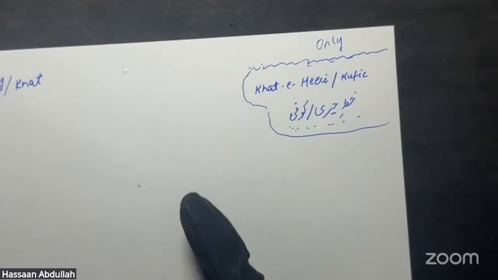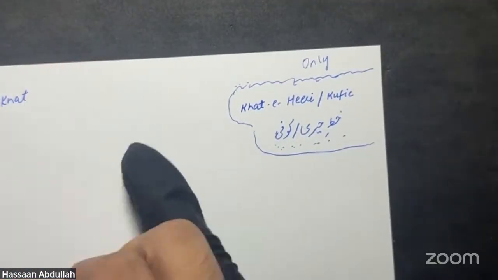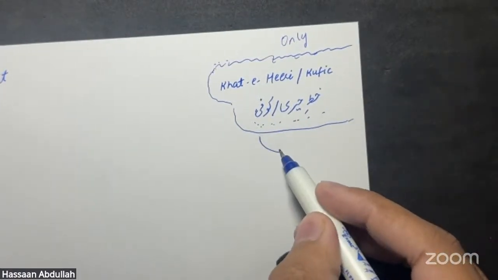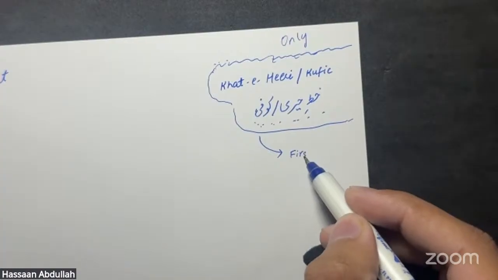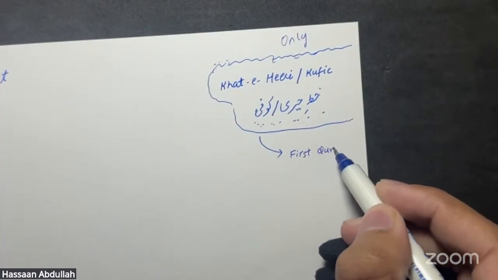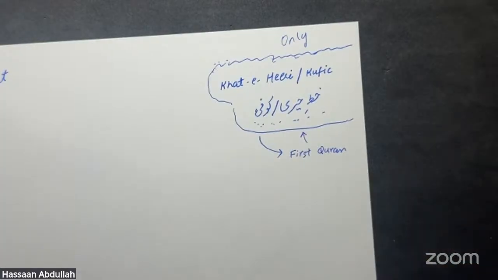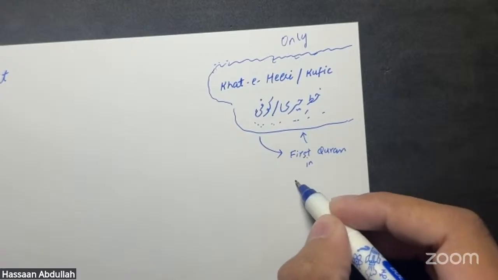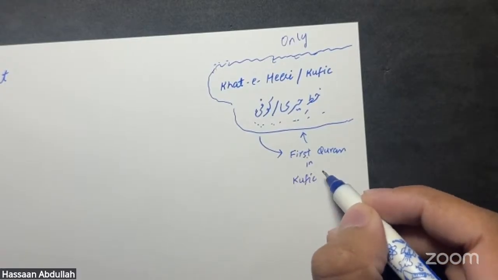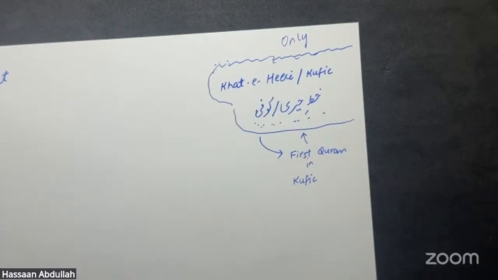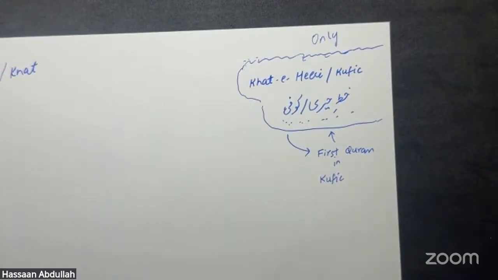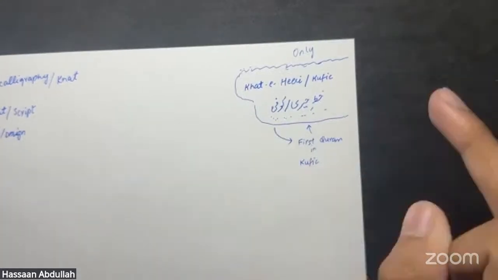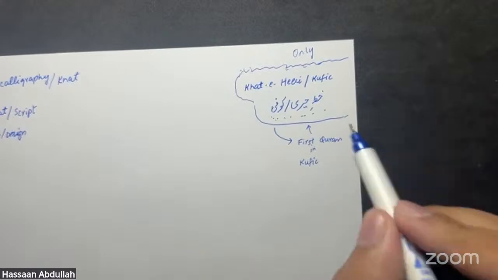So I was talking about Khatte Kufik and Khatte Hiri. This was the only script that existed at that time, so it was obvious that the first Quran was also written in this khat. I can just write Khatte Kufik, you can call it, or Khatte Hiri. At that time Khatte Kufi was the only khat, so all the writings of the Quran were written in this script.